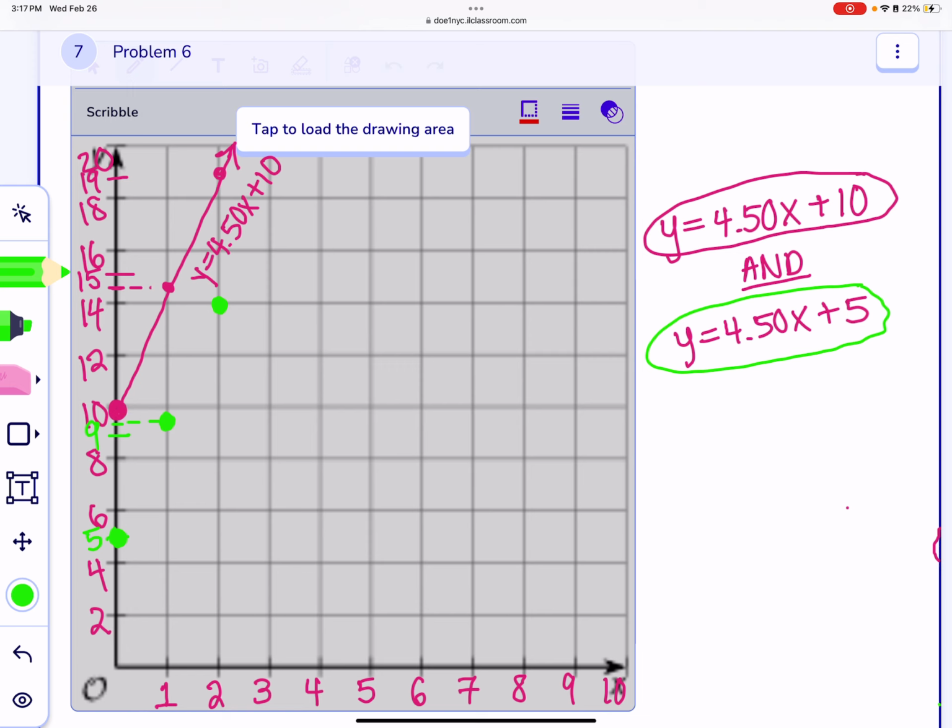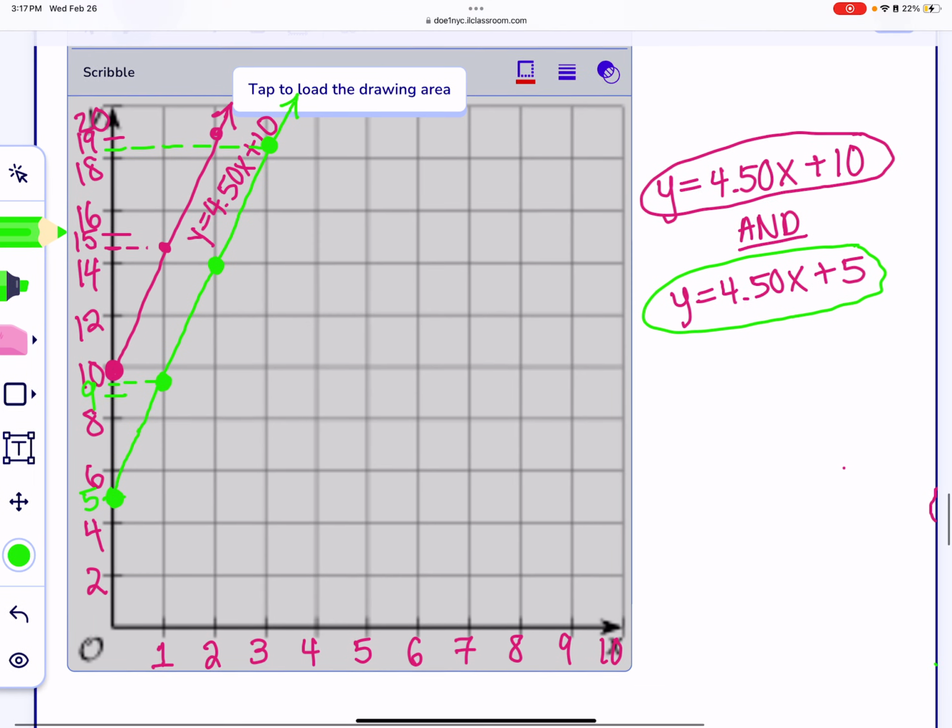And from 14, I'm going to add another 4.5 for 3 sandwiches, and that gives me 18.5. Now that's going to be between 18 and 19. And it's right over here. And I'm going to do my best to connect these points. You can see here that that is the graph for the second equation.